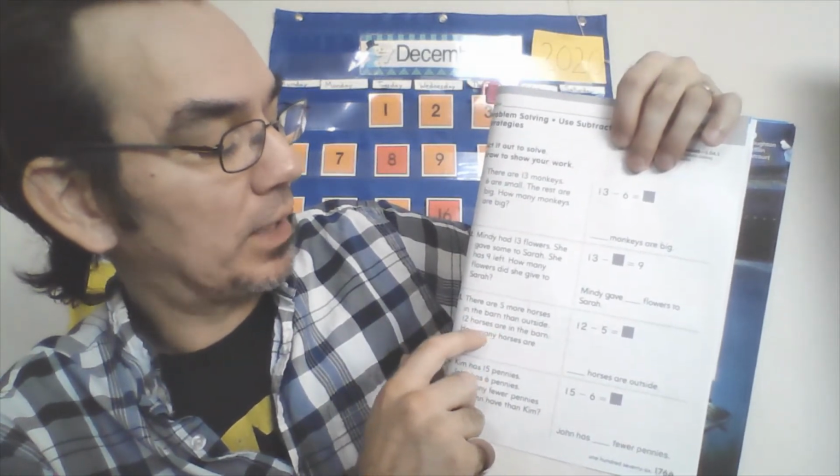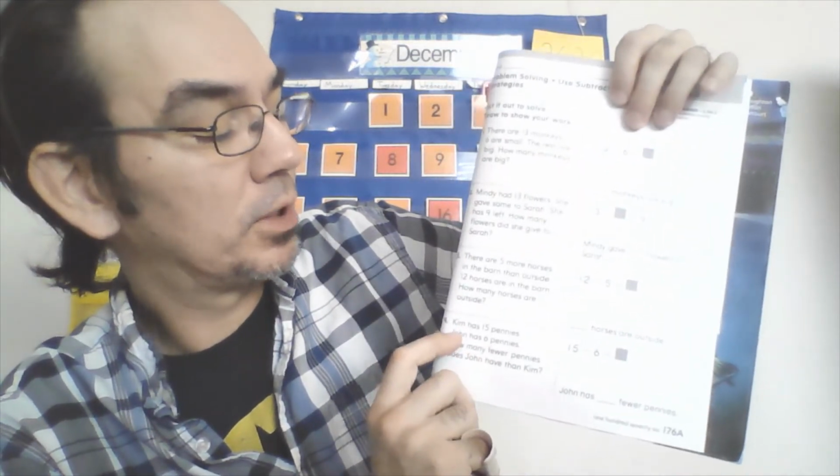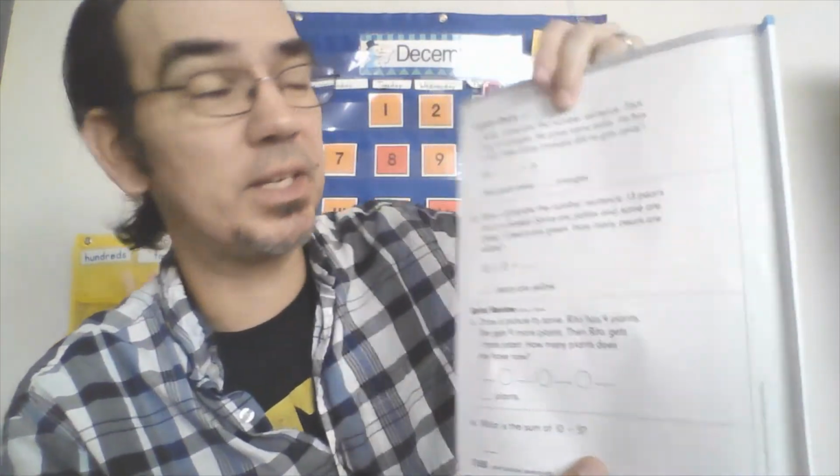There are 5 more horses in the barn than outside. 12 horses are in the barn. How many horses are outside? Figure that one out. Kim has 15 pennies. John has 6 pennies. How many fewer pennies does John have than Kim? Solve that right there. Okay. And we'll have a couple more to do on page 176B.